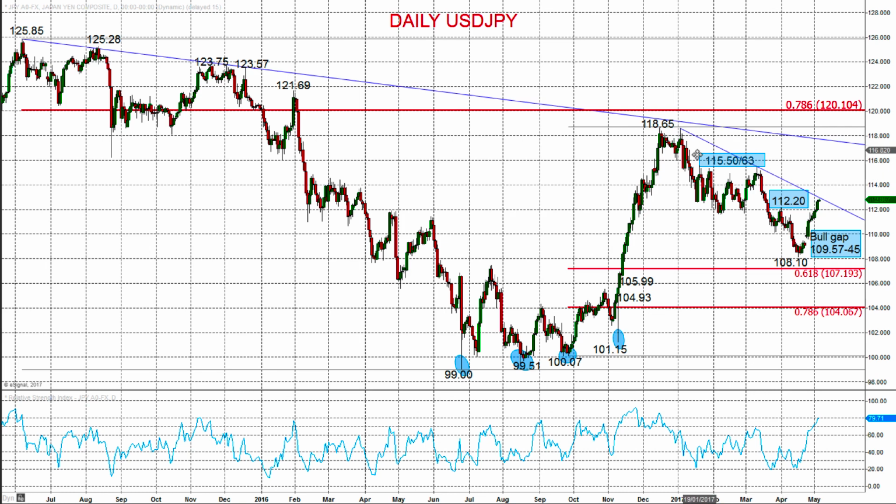We see that broader range defined by 115.63 highs on the upside, and the bottom of the bull gap being 109.45 on the downside. So you see a broader range theme, but certainly with an upside bias within that range theme going into May.